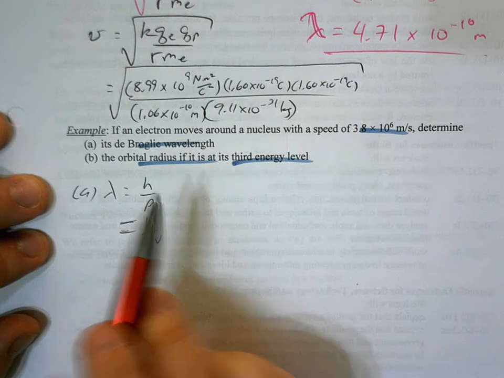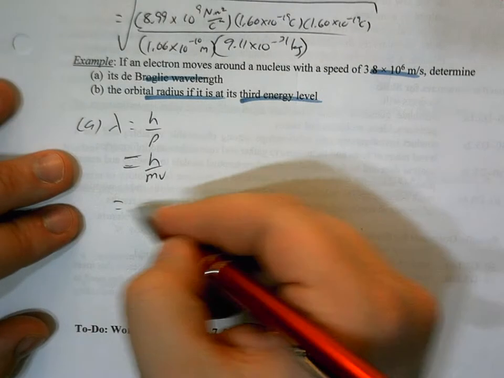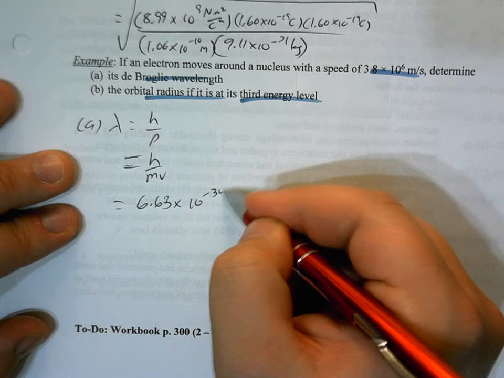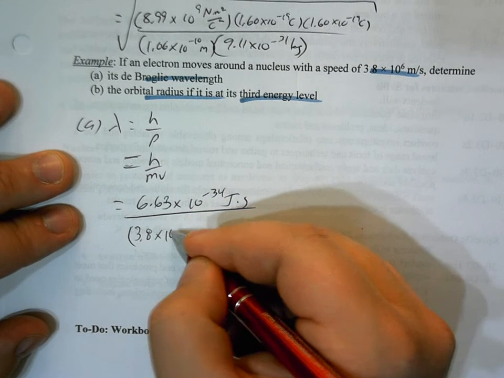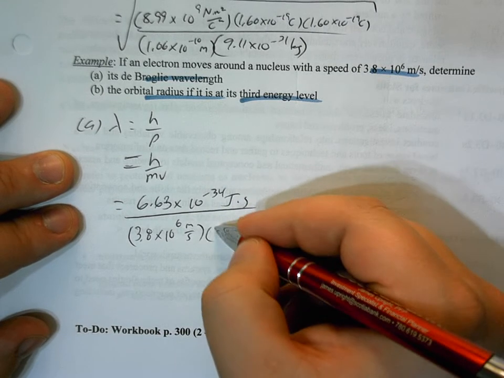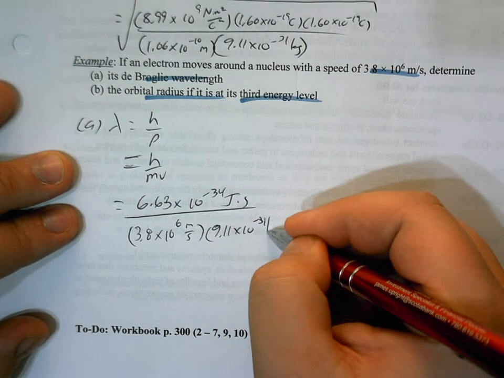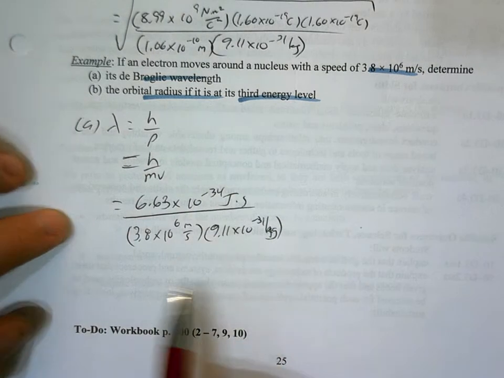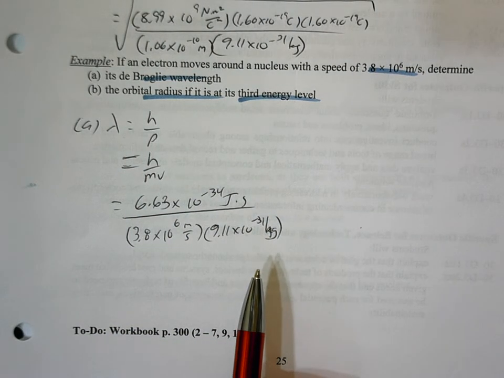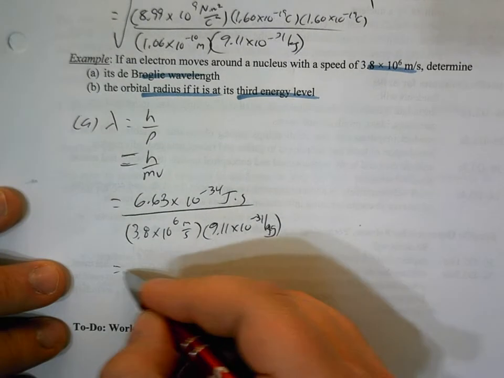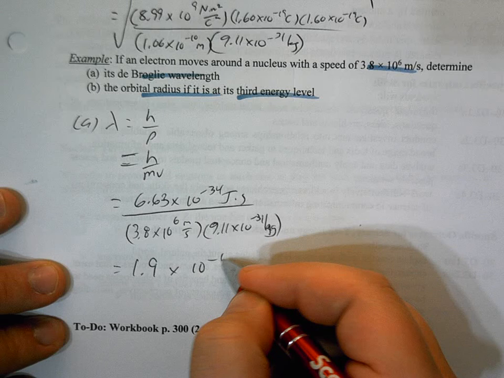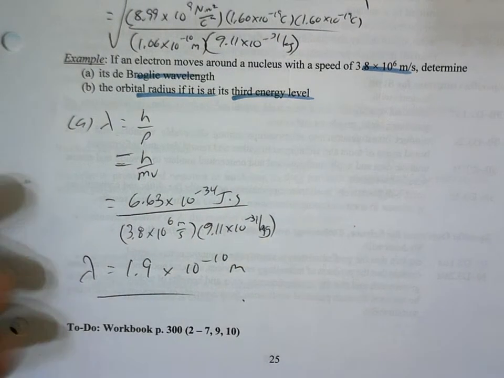So this lambda equals h over p, this is in the data sheet. So that's 6.63 times 10 to the minus 34 joule seconds. We have a speed of 3.8 times 10 to the 6, and then the mass, 9.11 times 10 to the minus 31 kilograms. I can do mv or I can do vm, multiplying order doesn't matter. So let's just do vm. Let's switch it up. So what we're going to get is about 1.9 times 10 to the minus 10. Yeah, that seems about right.